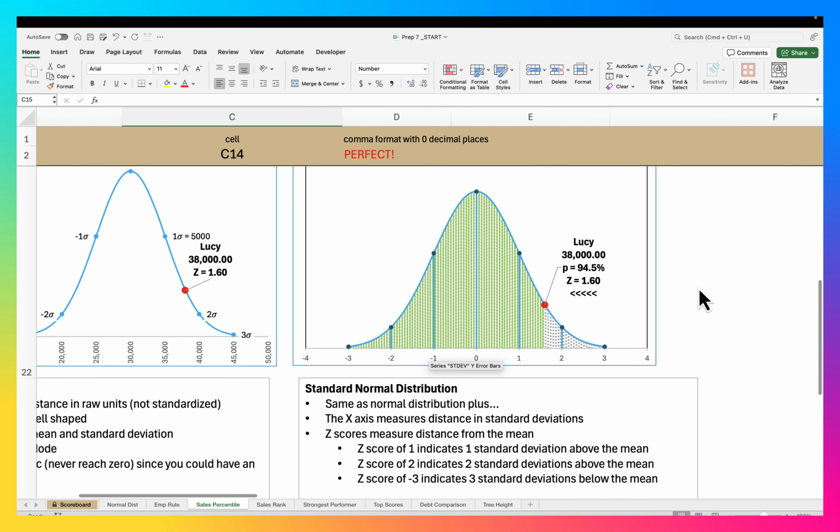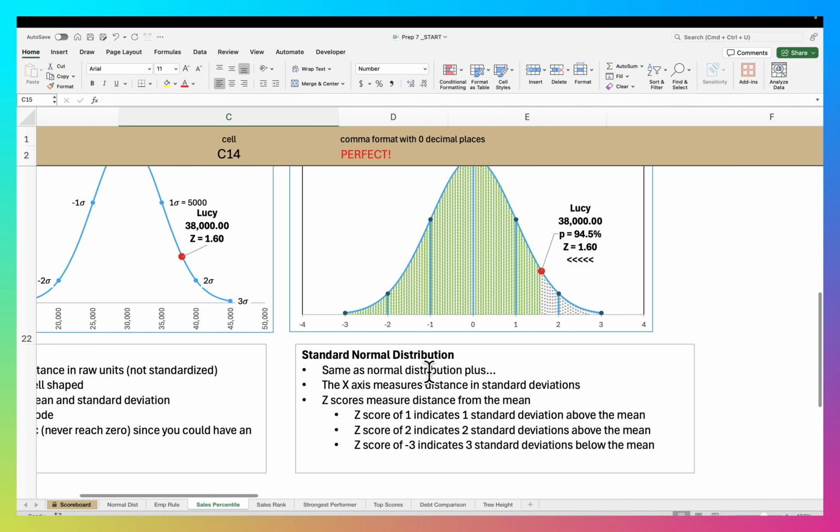Okay. The standard normal distribution is the same as the normal distribution plus, but wait, there's more, plus the x-axis measures distance in standard deviations. So 1 standard deviation, 2, 3, also known as z-scores. And the z-scores measure distance from the mean. A z-score of 1 indicates 1 standard deviation above the mean. 2 is 2 standard deviations. -3 is 3 standard deviations below the mean.